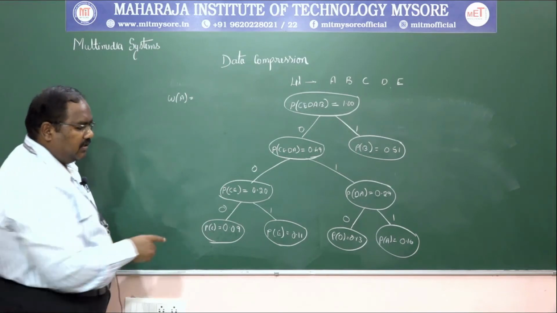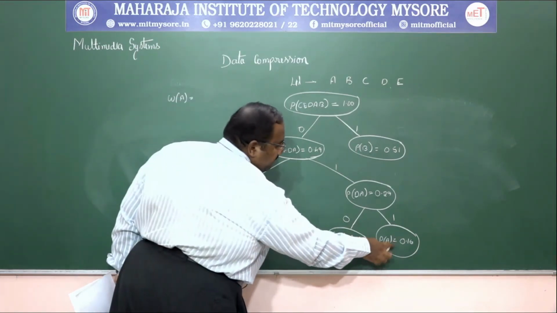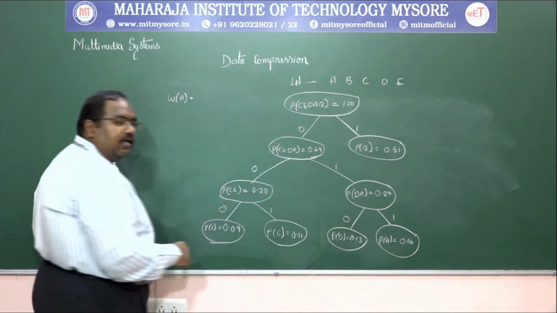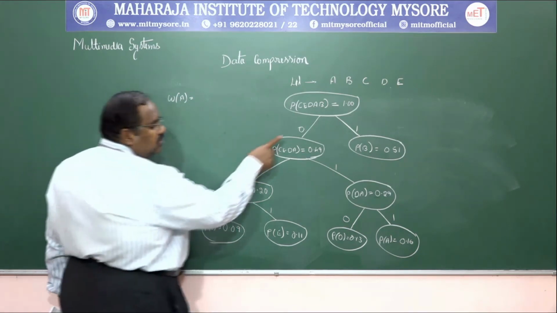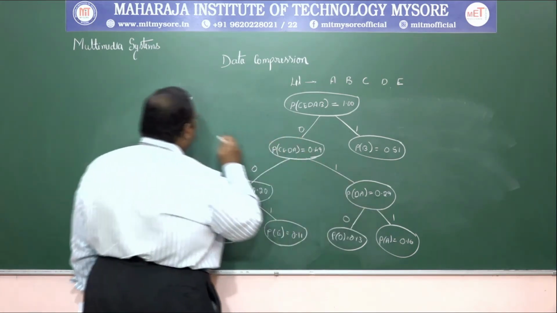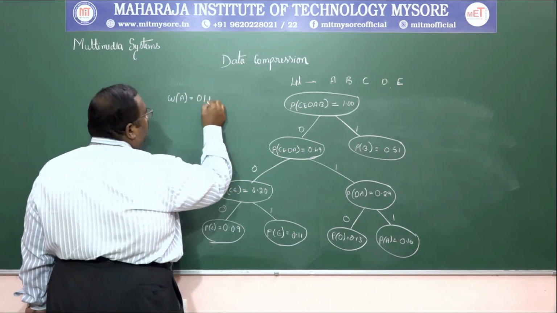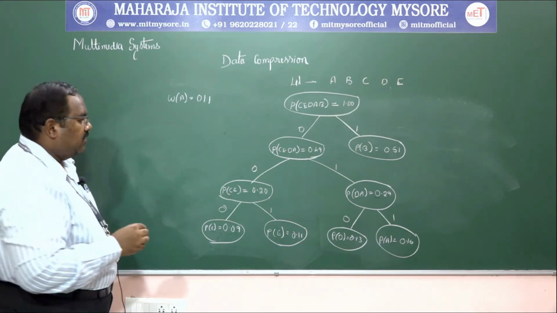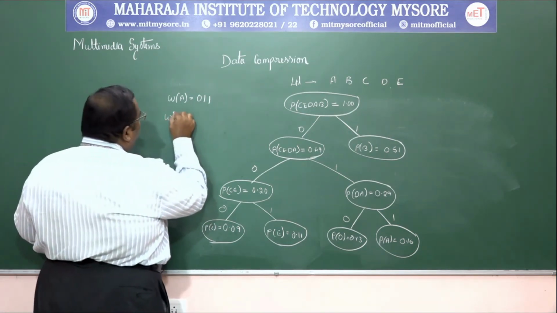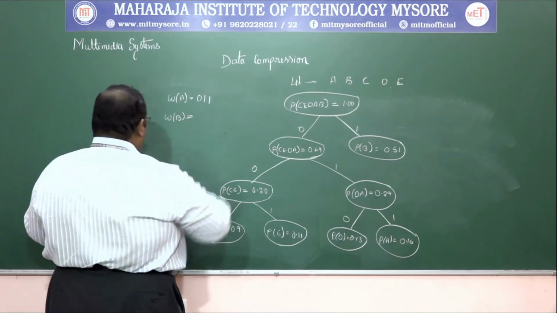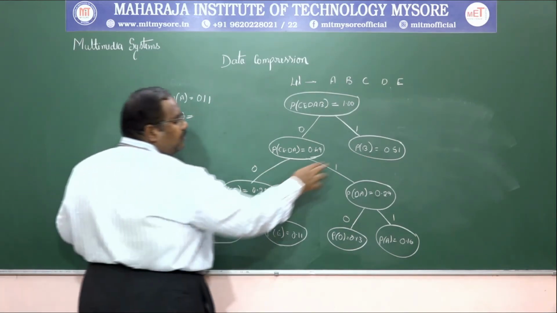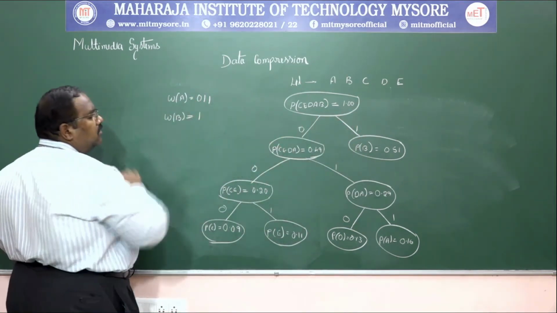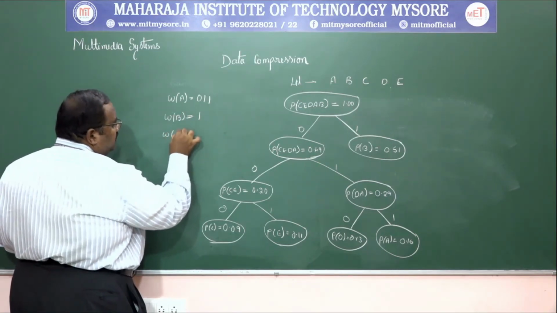So where is A? Look at this. To reach A from here, what would be the path? 0, 1, 1. This is how we represent the weights. So next, W of B. When we talk of W of B, look at this B here. Only one step we get. What is the path or weight? That is only 1.